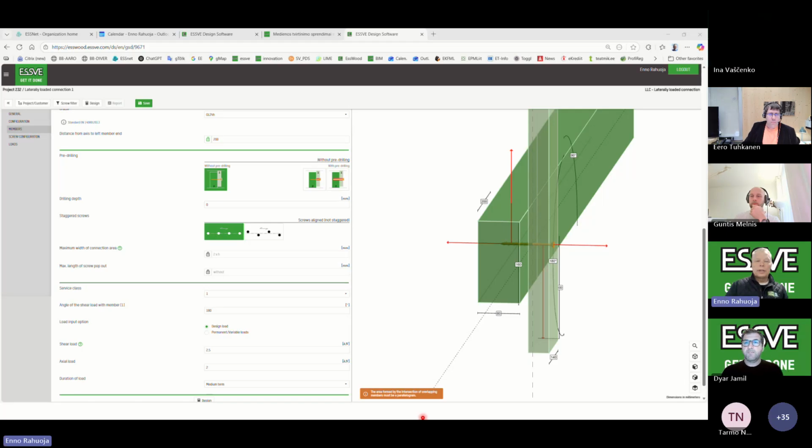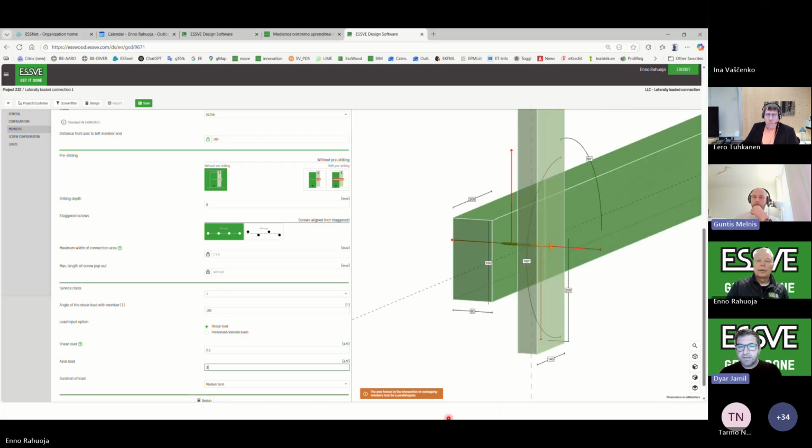I have in the question field also from Riho and Rasmus a question: what does it mean that the overlapping member must be a parallelogram? I don't understand what the question is about that member.